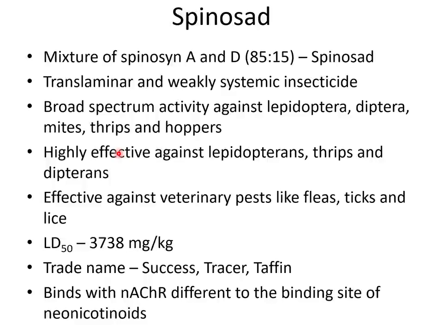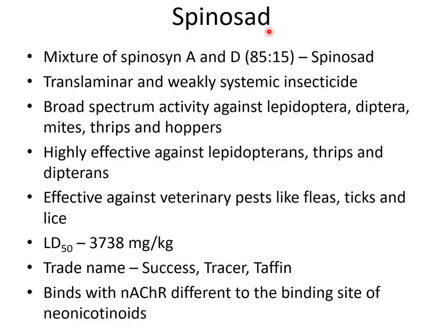If you come to the pesticide derived from the metabolites released by Saccharopolyspora spinosa, the major one is spinosad. I told you earlier that there are 23 spinosyns, and the major ones are spinosyn A and D. Spinosad is a combination of spinosyn A and D in the proportion 85 to 15. That's why it is called spinosad A and D. And spinosad is a translaminar insecticide.